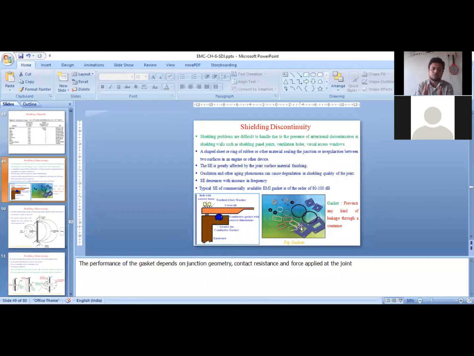They are basically used to avoid the leakage that happens from one surface to another surface or from one device to another device. Here, if this gasket was not there, there would be a gap. Because of this gap, some leakage of energy may happen from one point to another. That's why this gasket is placed, which avoids the leakage of energy and protects the device from getting damaged by electromagnetic interference.